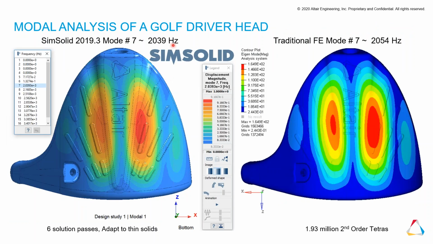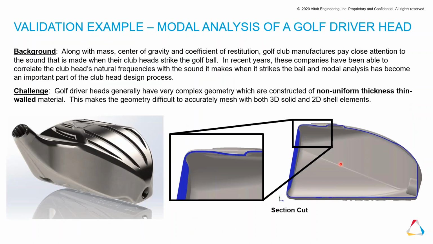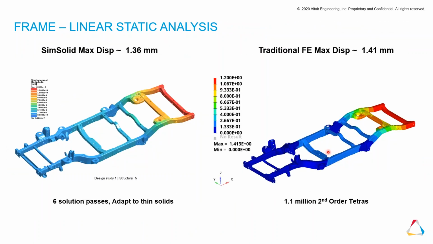So here, comparing the results in SimSolid, we get our mode 7 here at about 2000 hertz, right? Same thing, we see the same results here in the traditional finite element analysis. Okay, and here you see that, just to give you guys a comparison.